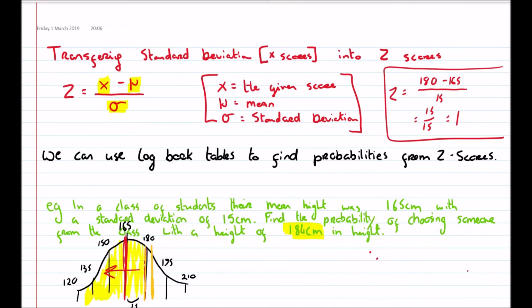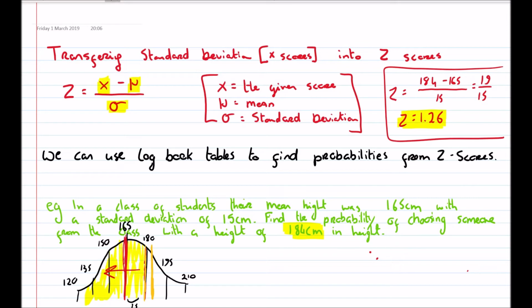So with this in mind, I'm just going to change this quickly. So instead of 180, it's 184. So that will be 19 over 15, which gives me a z-score of 1.26. We go to 2 decimal places. So there's my z-score.